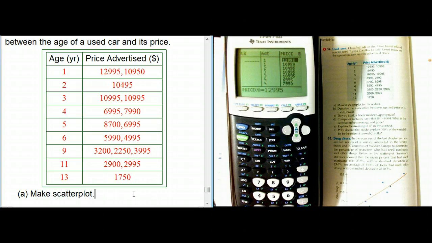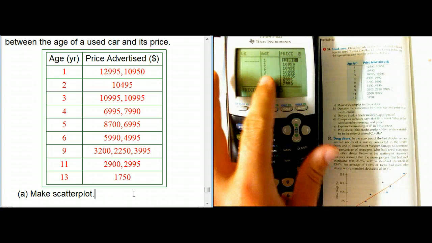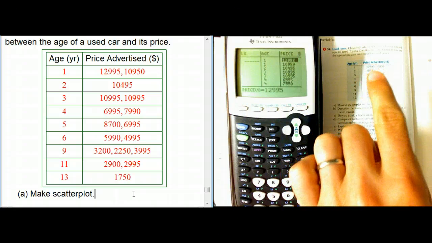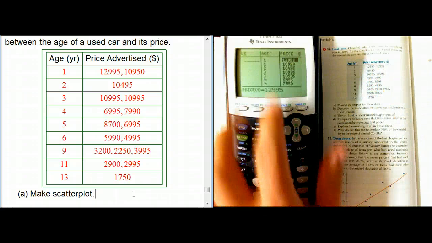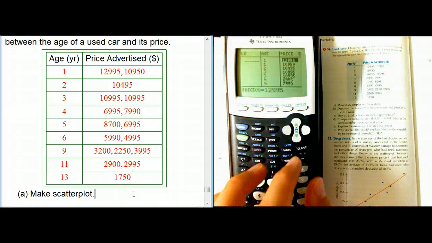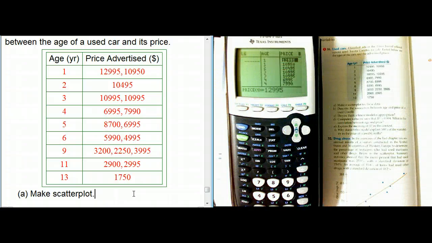Okay, and that's what I did on the calculator. Now notice you've got to be careful entering this data in. There's multiple data points for most of the years. So I've got age 1 and age 1 repeated, and then the two prices. And then age 3 is repeated, age 4, etc. So there's actually 17 cars. The count is 17 here, even though there's not that many rows in the table.